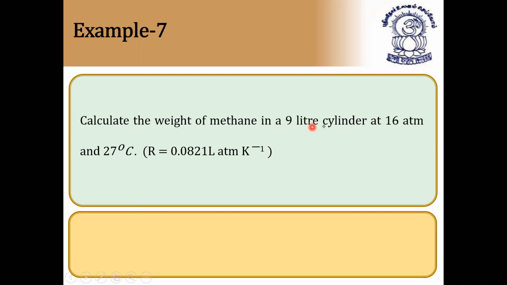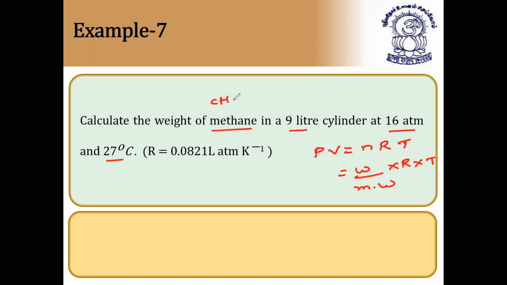Calculate the weight of methane in a 9-liter cylinder at 16 atmospheres and 27 degrees C. This is the application of the ideal gas equation. What is the ideal gas equation? PV is equal to nRT, where n is equal to weight by molecular weight, R is equal to the gas constant and T is equal to temperature. So by substituting in this formula, here volume is given, pressure is given, and temperature is given. So PV is equal to nRT. The molecular weight of methane: we know the methane formula is CH4. So the molecular weight of methane is equal to 12 plus 4, which is equal to 16.